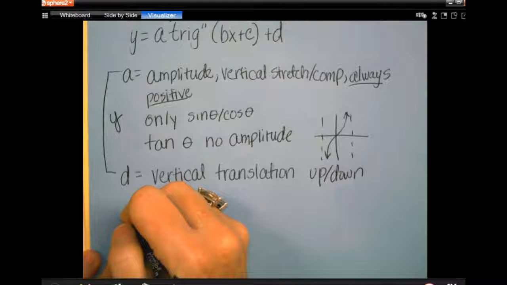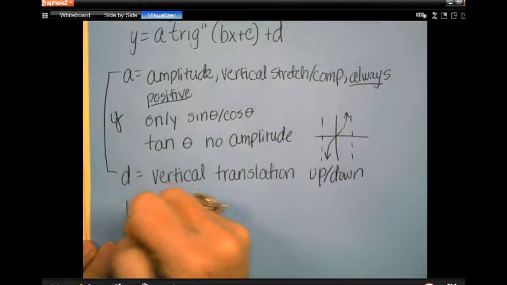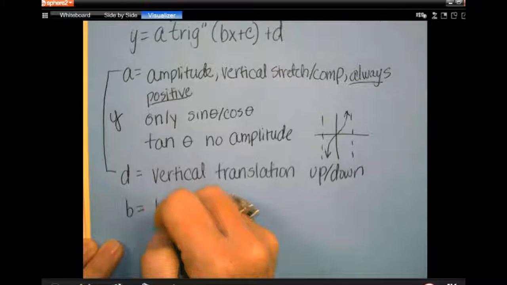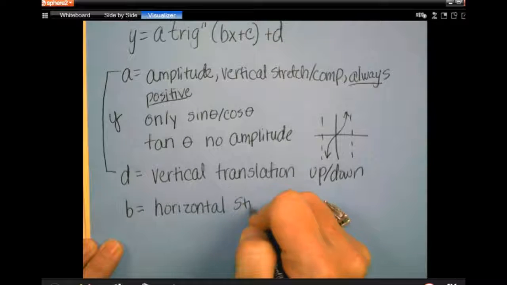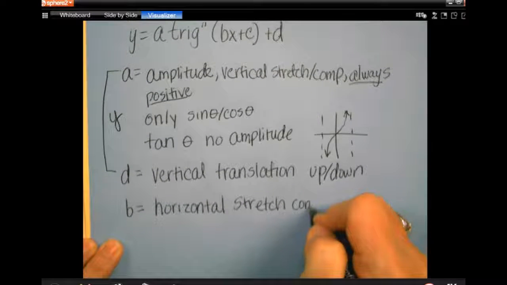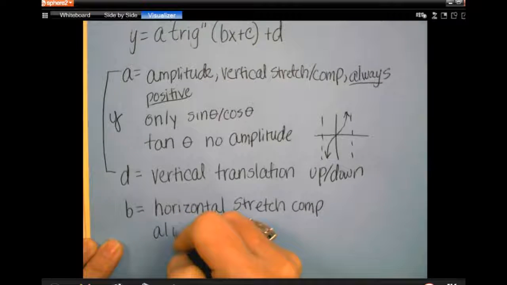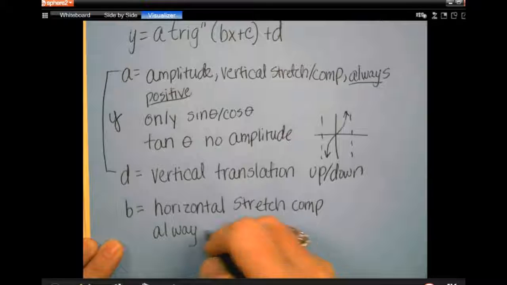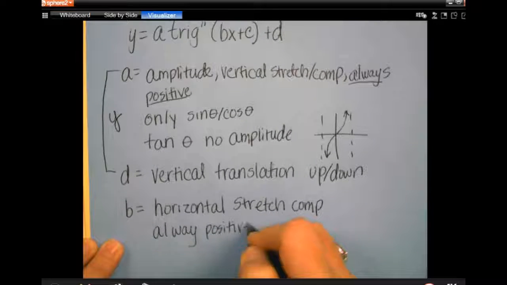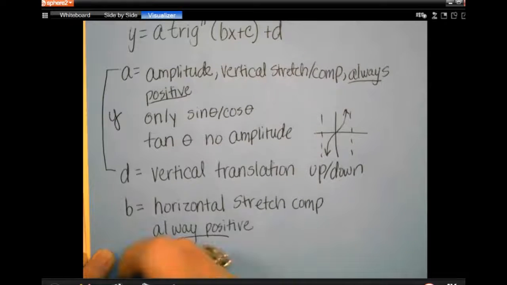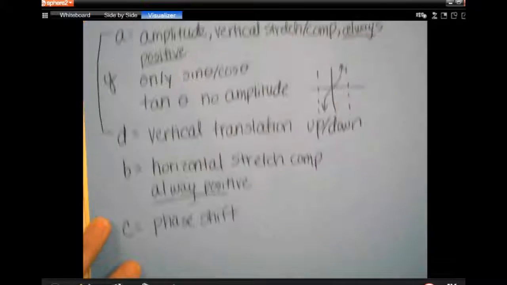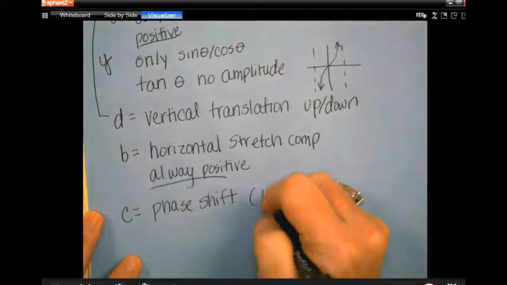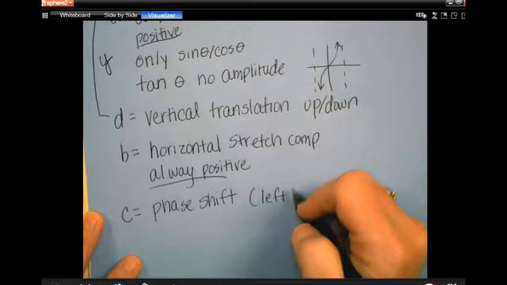So we're left with B and C. B is the horizontal stretch or compression, and it's always positive. And the C is the phase shift. And the phase shift is our left or right shift. It's the horizontal shift.